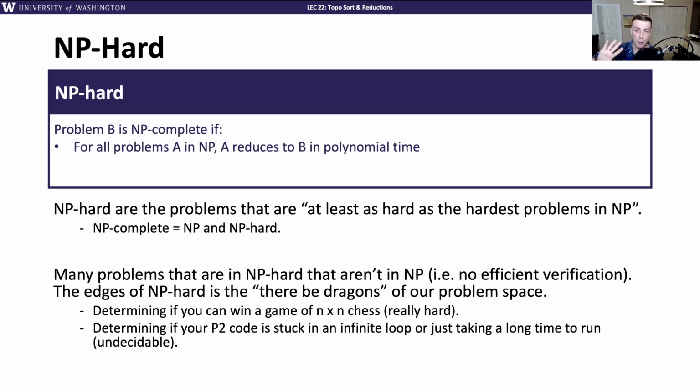This is kind of the space where there be dragons is marked on the map. There are problems out there that we know have no solution. So not just a solution that's inefficient, but ones that we can't solve at all. For example, if you were asking on project 2, is my code stuck in a while loop, or is it just taking a long time to run? That's a problem that has no solution.